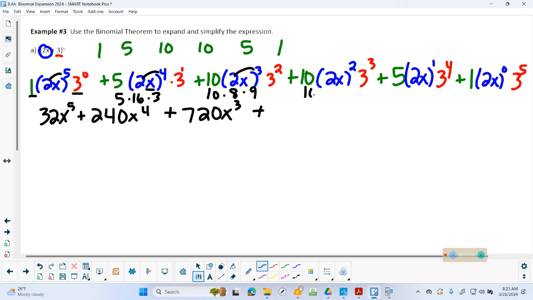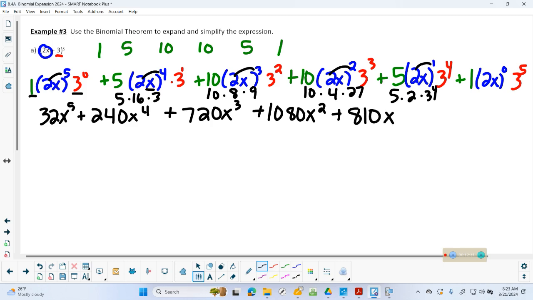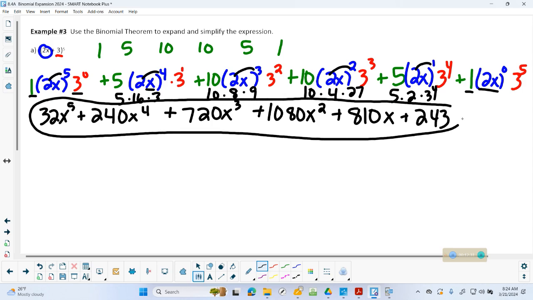Next term, I did 10, 2 squared, 3 cubed we know is 27. So I did 10 times 4 times 27. You get kind of a big number, 1080. We're going to have x squared, 2 terms to go. I did 5 times 2 to the 1st, 3 to the 4th. Maybe you know that 81. You could just do 10 times 81 there, 810. And then my last term, 1, I'm not writing that. 3 to the 5th. Got it. So final answer if you wrote that out 5 times and did all of the lovely foiling.